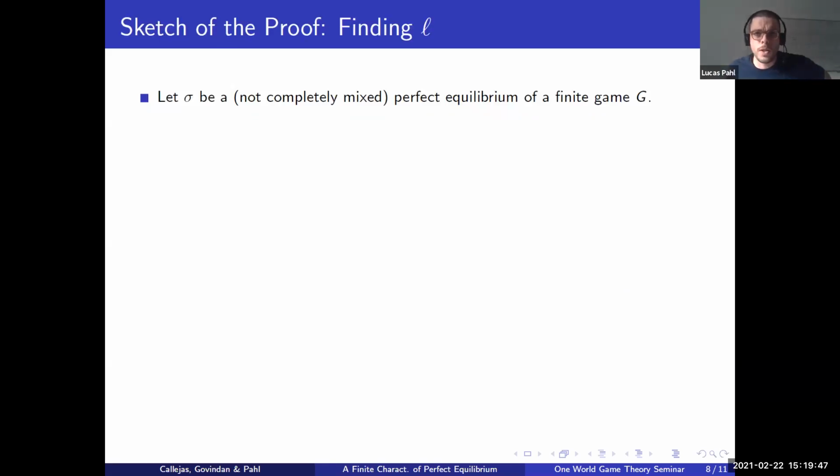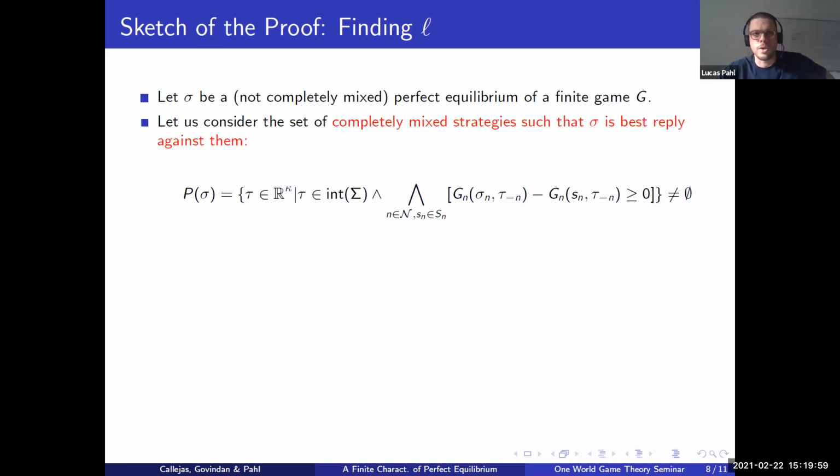So let's start with some sigma that is not completely mixed, of course, a perfect equilibrium of the finite game G, right? If it is completely mixed, we just have to check the Nash condition, right? So let's consider the set of completely mixed strategies such that sigma is the best reply against them, okay? And that's exactly the set here defined by this formula.